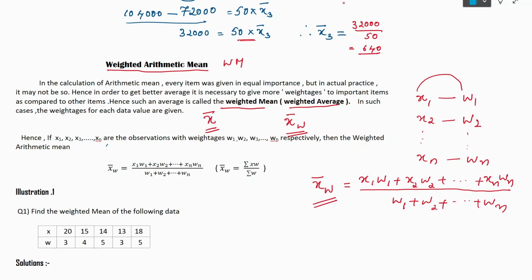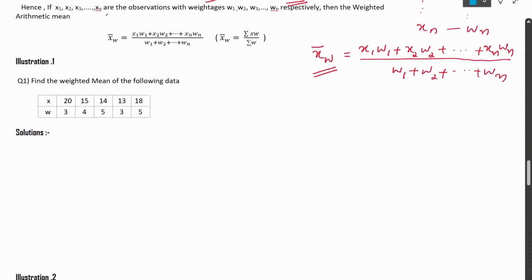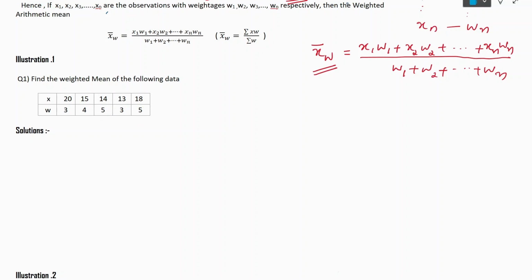Now you will be more clear once we solve the sums. Therefore, we'll consider the first example. This question is a direct question. Find the weighted mean of the following data. What is given? X is given and W is given. X values are 20, 15, 14, 13, 18. There are 5 values and the weightages are also 5 values.